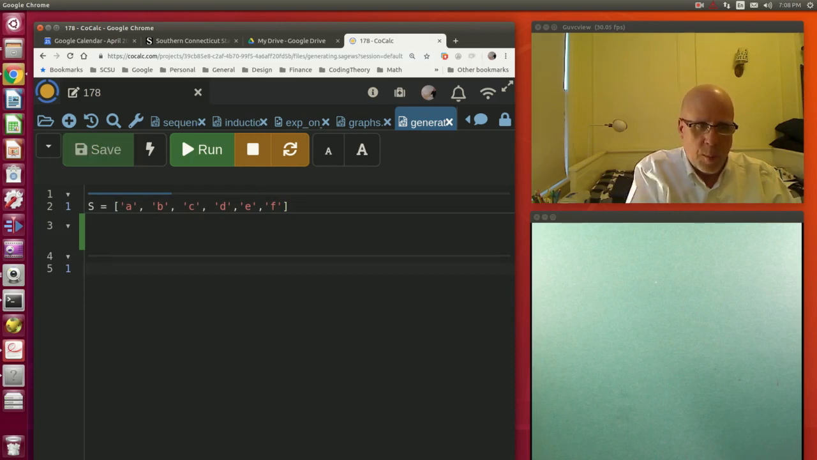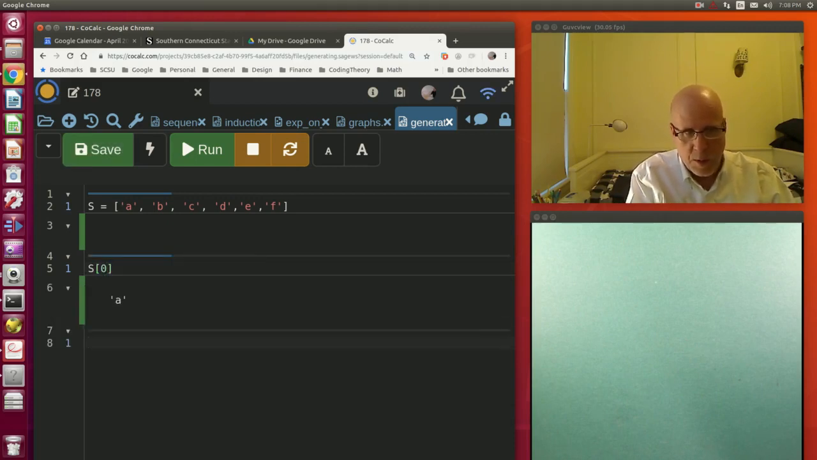If you remember, this is like Python, so it's zero indexed, right? So S sub 0 is the A there, and S sub 1, etc. I'm gonna solve all those problems using code. So let's do the first one.